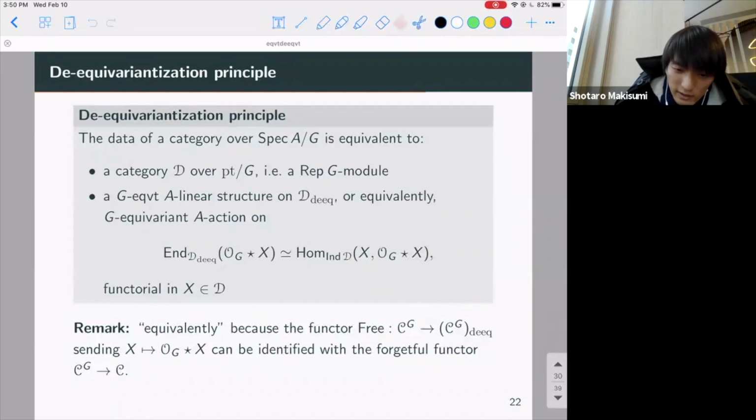Does that make sense? So maybe, Maki, it's worth saying that at the moment you're kind of moving from, before was Gaitsgory's language and now this is Roman's language. Yeah.